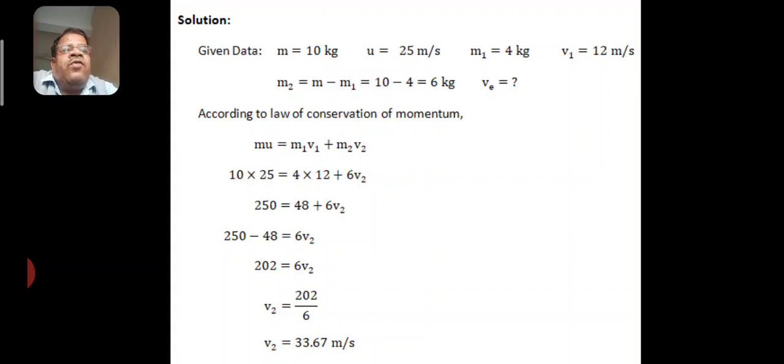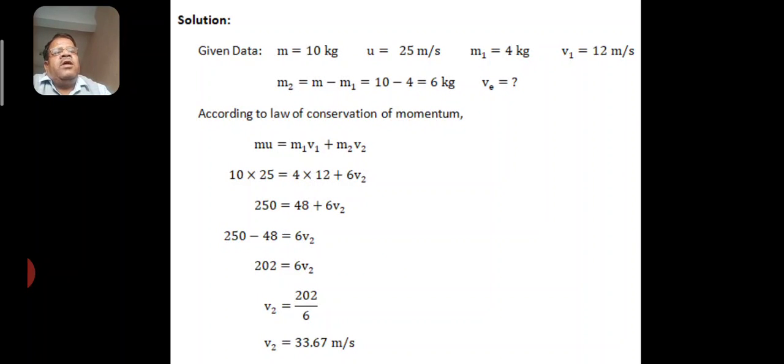According to the law of conservation of momentum, initial momentum mu equals final momentum m1 v1 plus m2 v2. Substitute the value of m and the value of u, you get 250. m1 v1 is nothing but 48. m2 v2 is nothing but 6 v2. Therefore, 250 minus 48 equals 6 v2. 202 equals 6 v2. Therefore, v2 equals 202 by 6, that is v2 equals 33.67 meters per second.